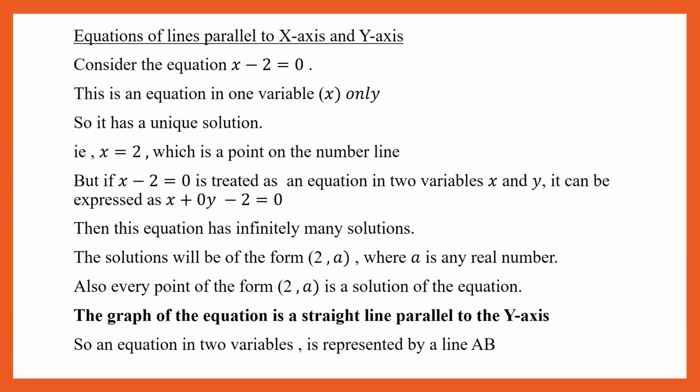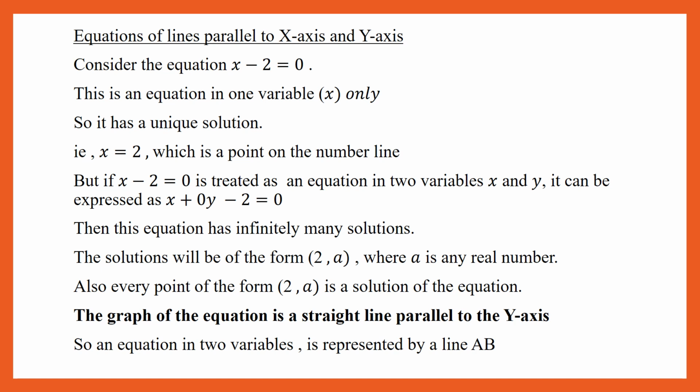As we have seen, equation of x-axis is y equal to 0. Let us see how can we find equation of lines parallel to x-axis and y-axis. Consider the equation x minus 2 equal to 0. This is an equation in one variable. So, it has a unique solution. And we can say x is equal to 2 is the solution, which is a point on the number line.